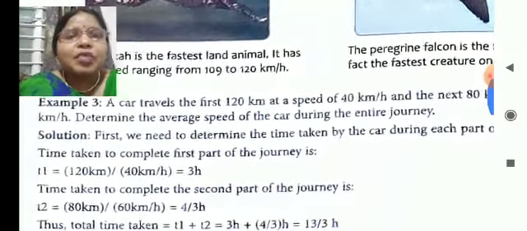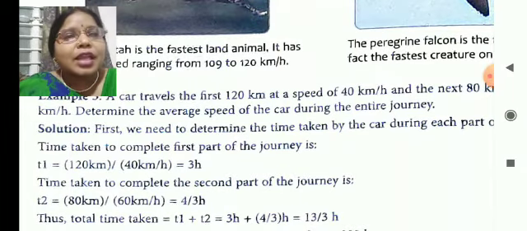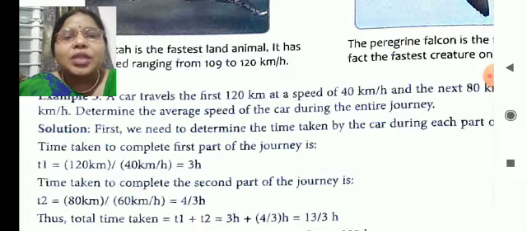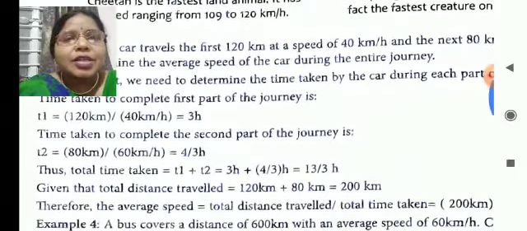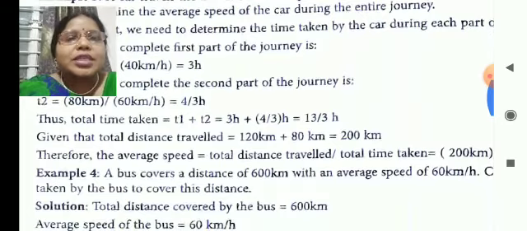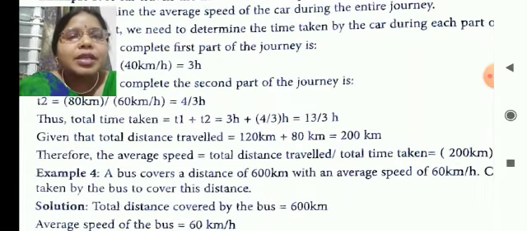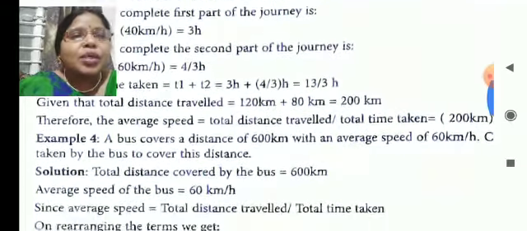So what do we have to do? First, we have to find out the time, as time is not given here. So time is equal to distance divided by speed. In each case, first we will find the time and then find out the total distance, and then to find out average speed, divide this total distance traveled by the total time taken.